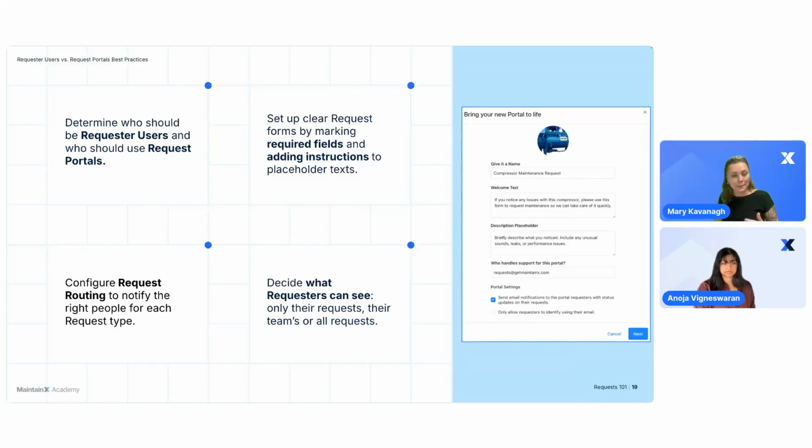And remember, everything's always changeable in MaintainX. So if at first you have people in as requester users and then you think, no portal, you can always remove them. If you start with a portal and think, actually, I want these folks to have more information, you can always invite them. So we have flexibility.